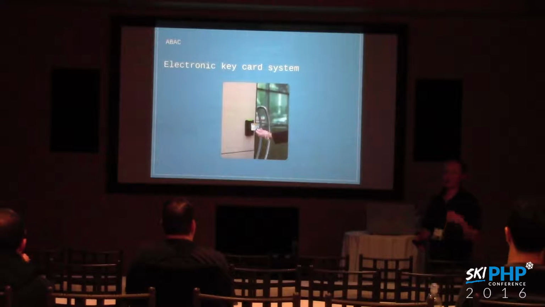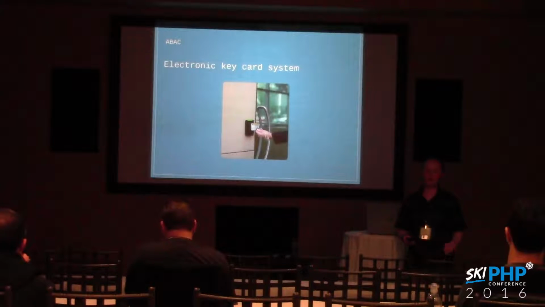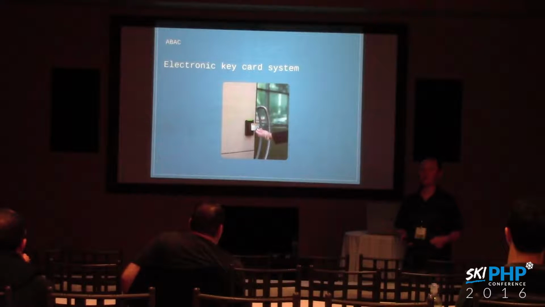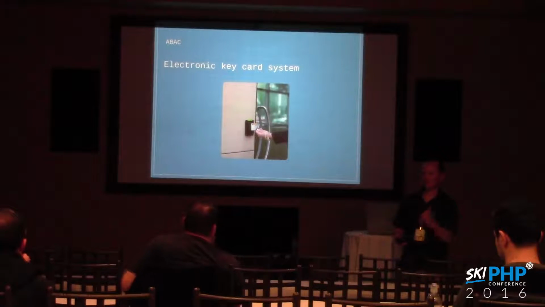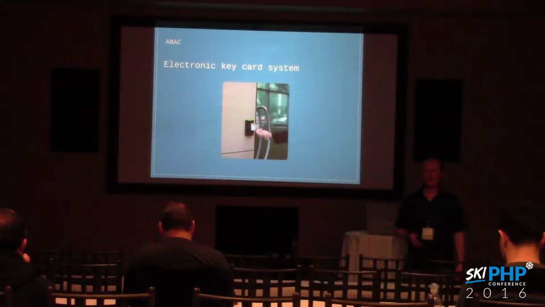You have the key card, you walk up to the building, swipe your card, it lets you in or you don't get in. Attribute based comes into play if you walk into that building at 2 o'clock in the morning, you get denied. You show up again at 8 o'clock and it lets you in. The attribute there is the time. The environment's changed.